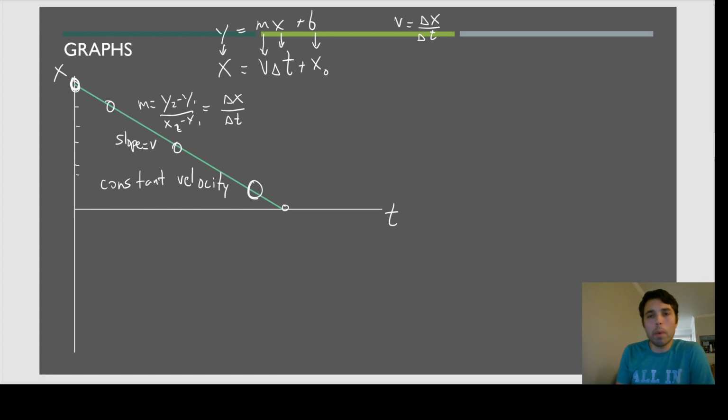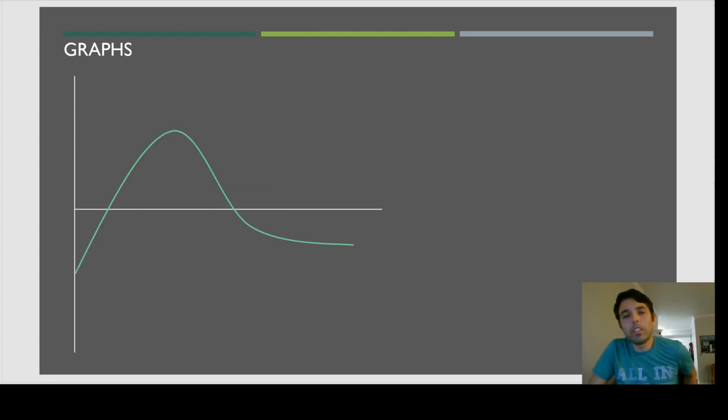All right, so let's look at a more complicated graph now. All right, so here's a little more complicated graph. Again, we're going to look at a position x versus time t graph. When we have a graph like this, it's kind of curvy, right? It's not just straight lines. We got to be a little more careful in our thinking about what's happening to this object.